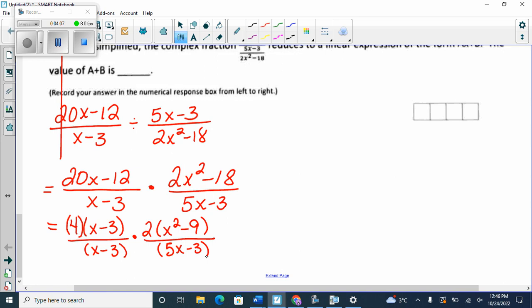What's up with the x squared minus 9? The difference of squares. Remember I told you on the test, if you're not simplified to as low as possibly you can go, you're probably missing a difference of squares.